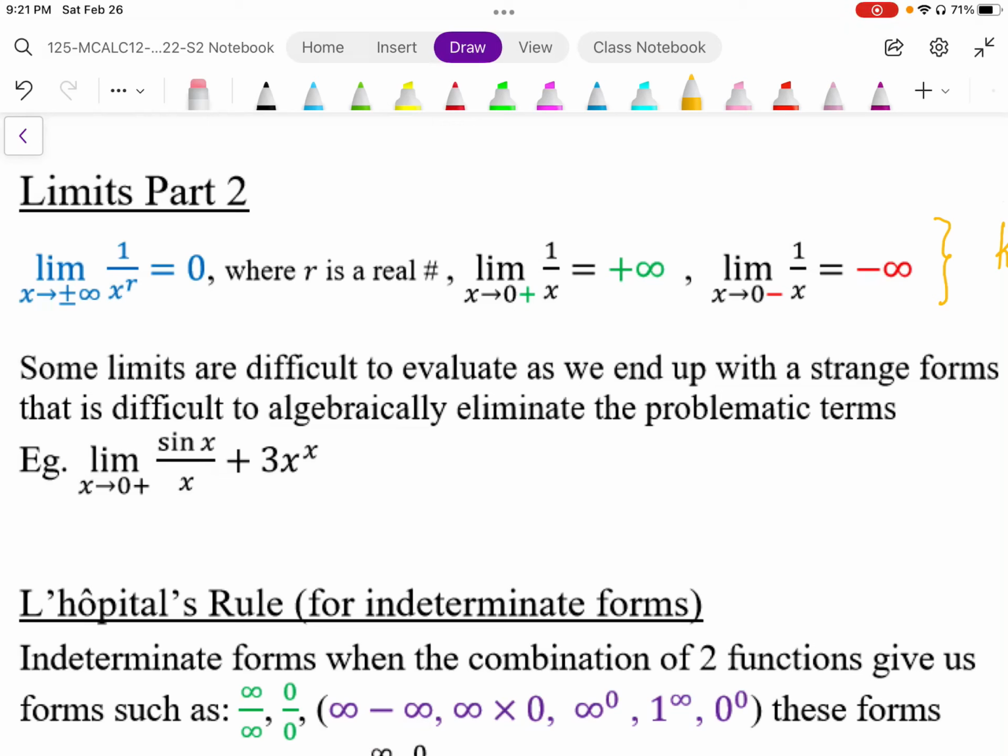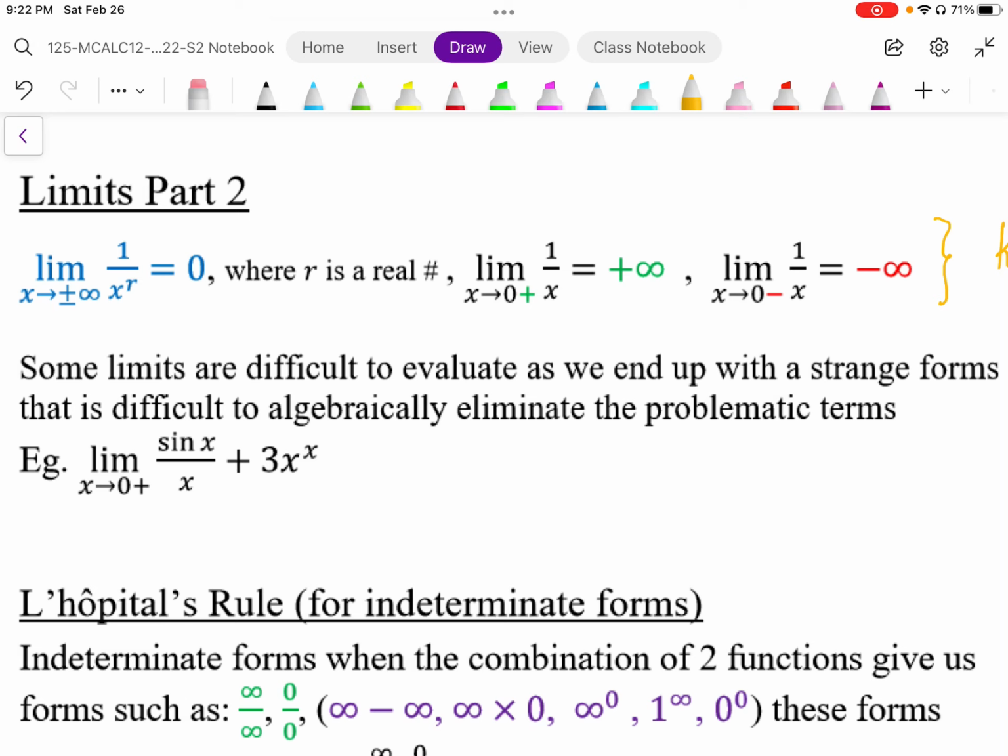We are going back to limits. And since we're going back to limits, it's important to just remember some of our key limits. So the first one in blue here, if we're dividing by infinity to any power, from either negative infinity or positive infinity, basically we're going to get 0.